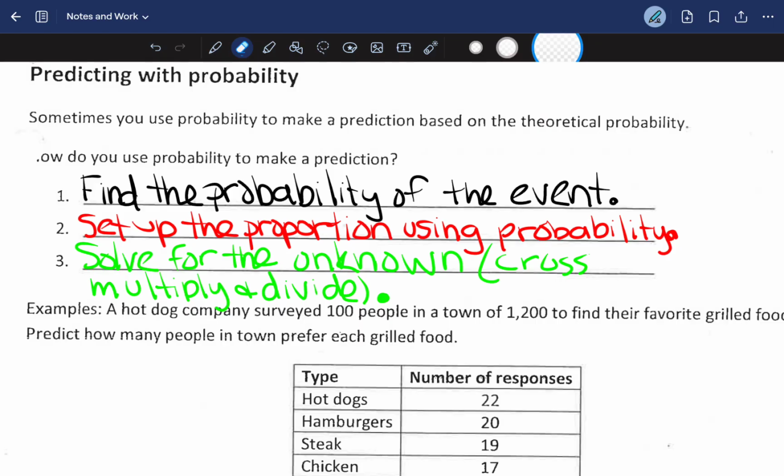Well, step one, you find the probability of the event. Step two, you set up the proportion using probability. And then step three, you solve for the unknown where you cross multiply and divide. I already wrote this stuff down, so feel free to pause this video because I'm just going to continue on.